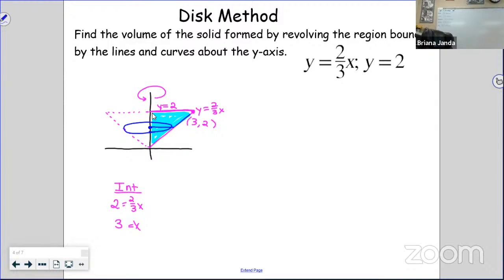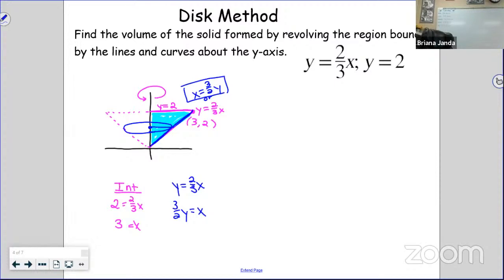So I bet if we ran to our disk, we would have said that our radius was 2/3 x, and I get that, but I need it to be solved for x. So before we move into anything, we need to take our y equals 2/3 x and solve for x. These are the same thing, right? They're equivalent. I just solve for one variable over the other. And because we are going to integrate this with respect to y, we want to think of this function right here as x equals 3/2 y.